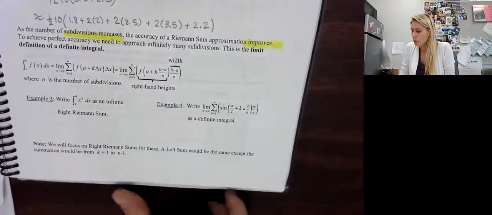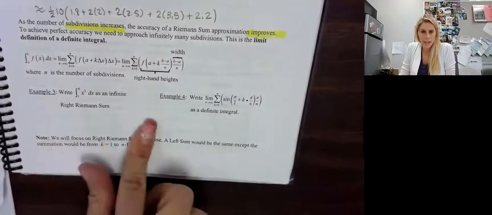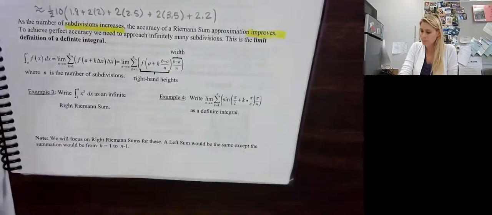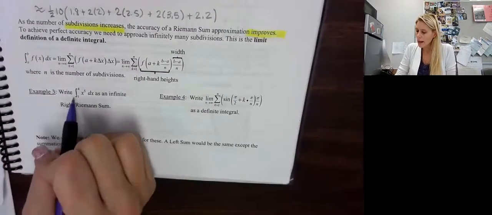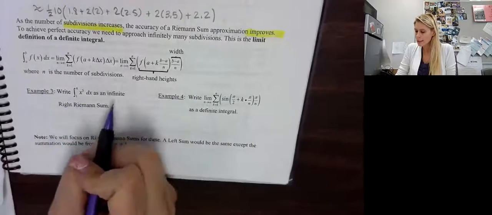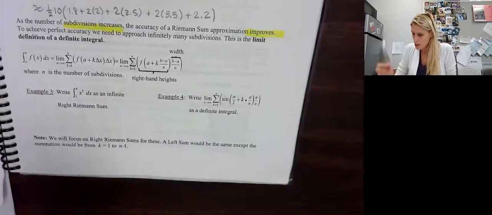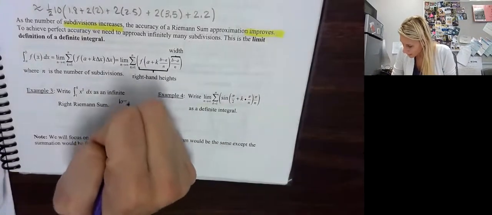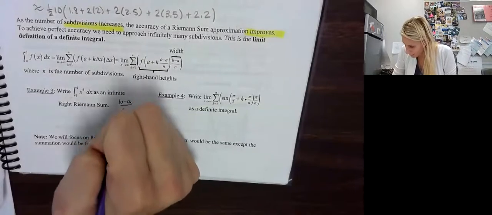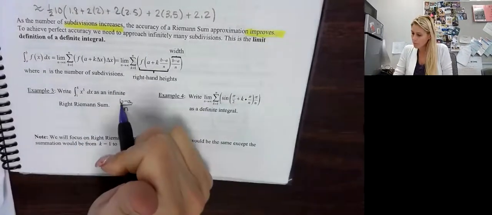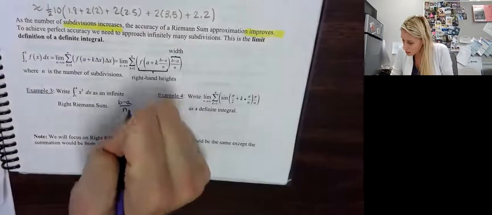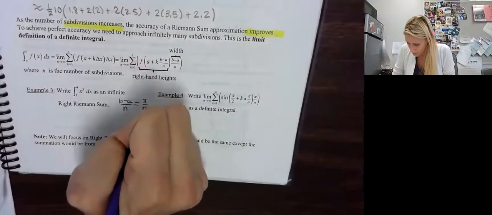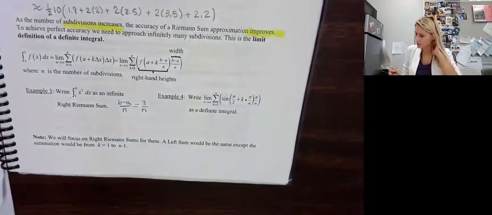So what we're going to do, and this is mostly right here, is with right-handed. When we talk about left-handed, we're going from 1 to n minus 1. Okay, so we're going to write our integral as an infinite right Riemann sum. So the first thing we need to find is what b minus a over n is. Well, b is 4, a is 1, so that means we get 3 over n. Okay, so this is our change in x.